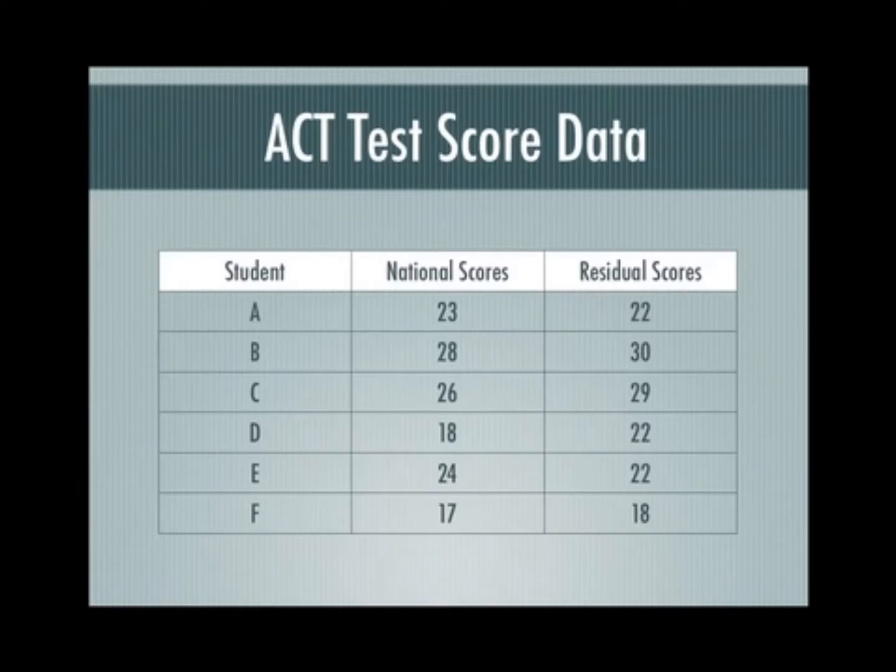Before we get into finding the solution to this example, here is a table of how each student scored on the national ACT test date and on the residual test. As you can see here, the students are labeled from A to F. After we have this data written in a table, we can go through the steps in order to determine if there is a difference in ACT scores.